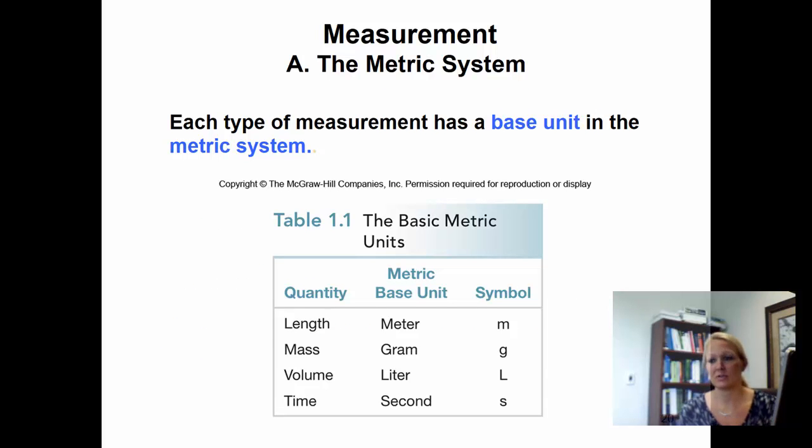So we use the metric system, and we have a base unit that we use for each quantity. If you look at this table here, for length we use the meter, which is lowercase m, and there's its symbol. For mass, the gram. For volume, we use a liter, and for time, seconds. So these are the base units that you're going to see.